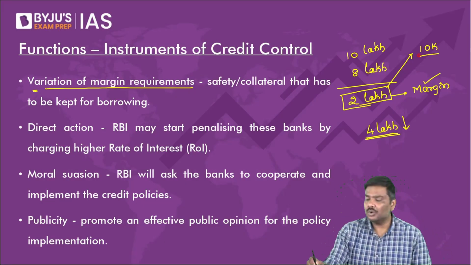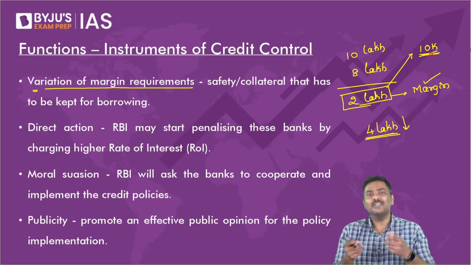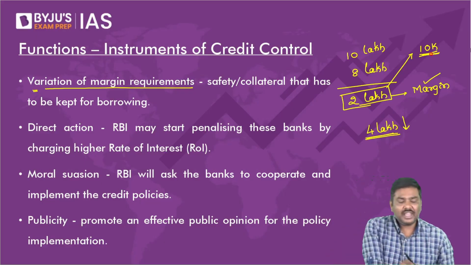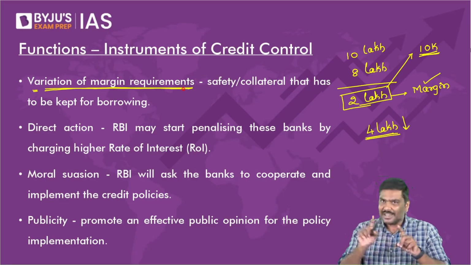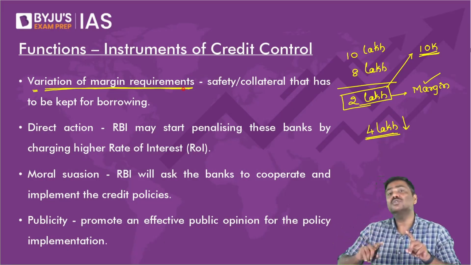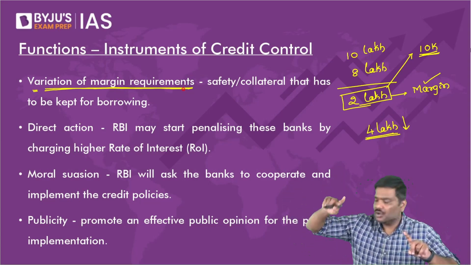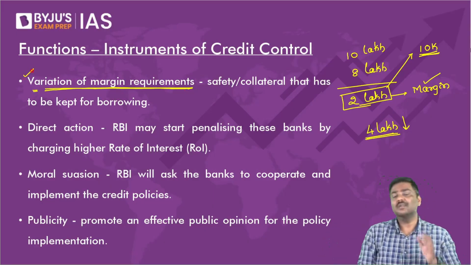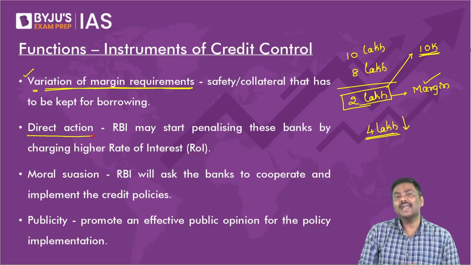If margin will be reduced from 2 lakh rupees to 10,000 rupees, now don't you think more loans will be taken now, because people will have to pay lesser amount of money from their pocket? Variation of margin requirements, right? The variation can be done for margin requirement, so that either the demand for such loans will go up or demand for such loans will start going down in the market. This is one more tool which can be used by RBI.